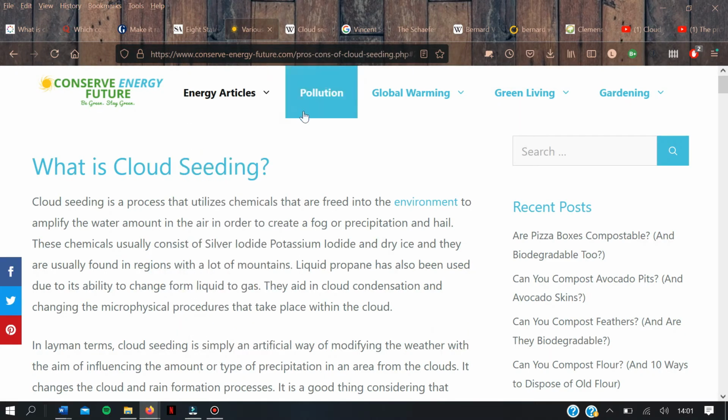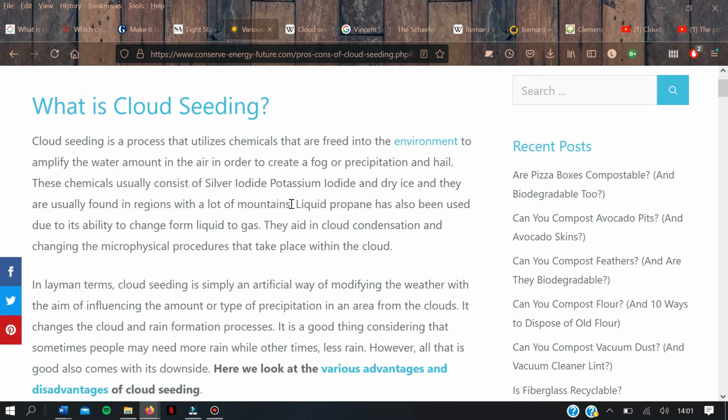But to go into more on the silver iodide form of cloud seeding, I think this website is very useful in explaining it. And just to highlight, cloud seeding is a process that utilizes chemicals that are freed into the environment to amplify the water amount in the air in order to create a fog or precipitation and hail. These chemicals usually consist of silver iodide, potassium iodide, and dry ice, and they are usually found in regions with a lot of mountains. Liquid propane has also been used due to its ability to change from liquid to gas. They aid in cloud condensation and changing the microphysical procedures that take place within the cloud.